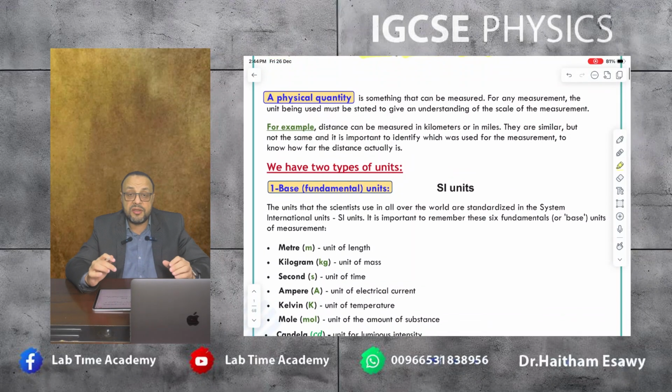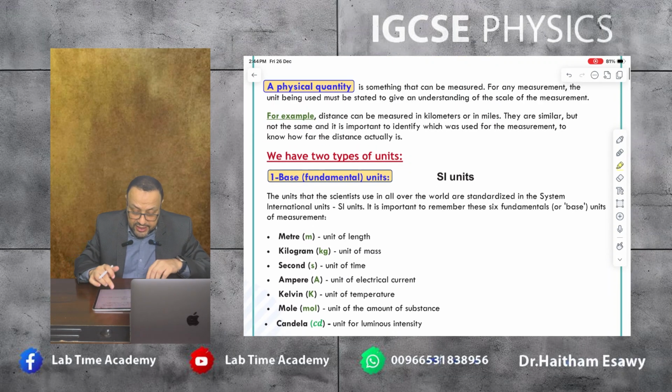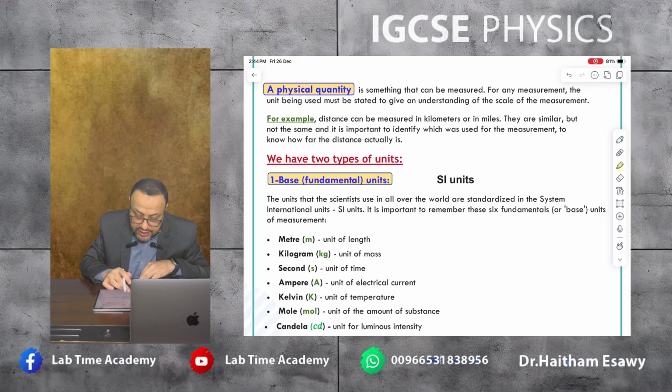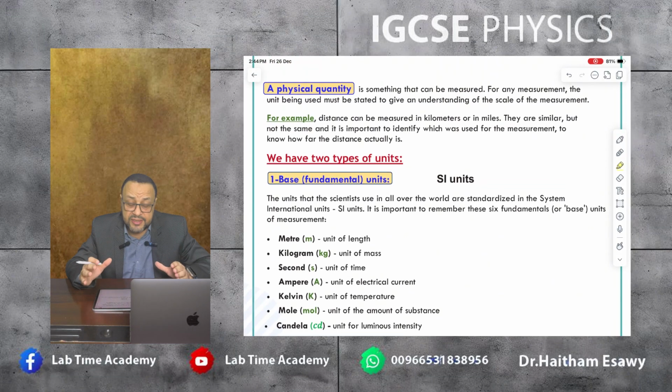Okay, let's talk about the physical quantity. Actually, a physical quantity is any quantity that can be measured. Like what? If you talk about distance, distance is a physical quantity. Why? Because it has a unit, which is meter or centimeter or kilometer or millimeter. Also, volume has 3 dimensions, so its unit will be meter cube or centimeter cube. So this is the second thing: a physical quantity is any quantity that can be measured. As we said before, distance, volume and density are all examples of physical quantities.